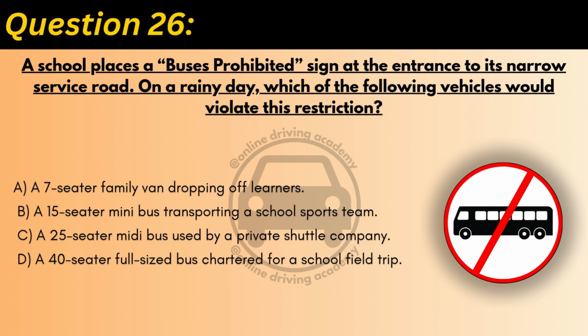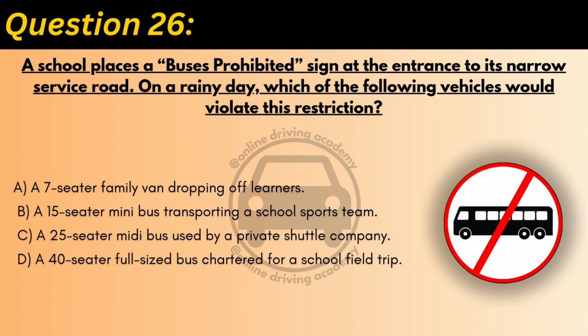Question 26. A school places a bus prohibited sign at the entrance to its narrow service road. On a rainy day, which of the following vehicles would violate this restriction? Is it option A, a 7-seater family van dropping off learners? Is it option B, a 15-seater minibus transporting a school sports team? Is it option C, a 25-seater minibus used by a private shuttle company? Or is it option D, a 40-seater full-size bus chartered for a school field trip?